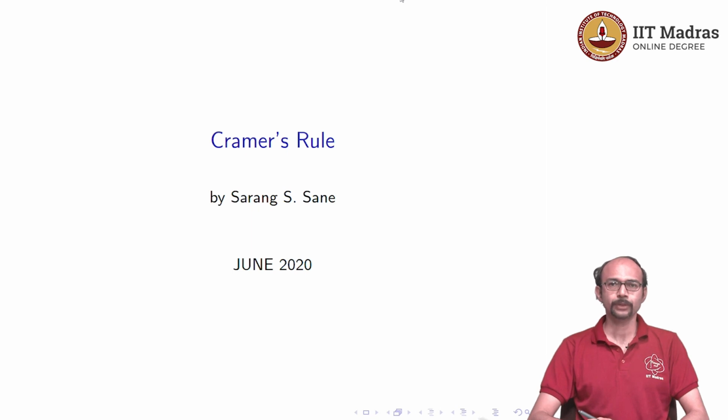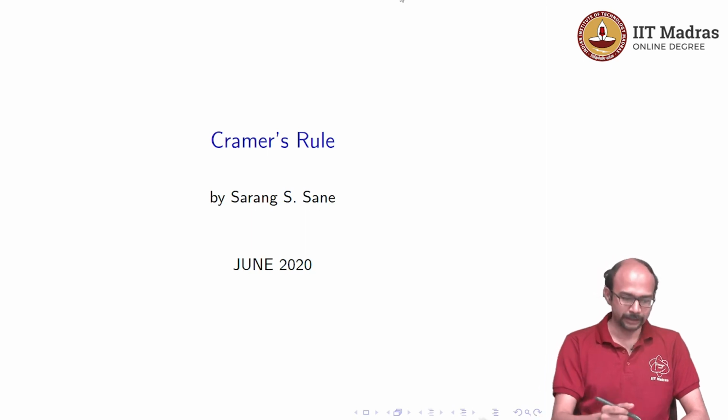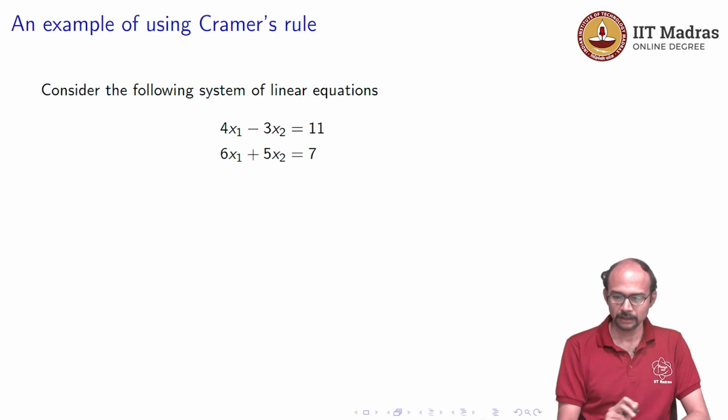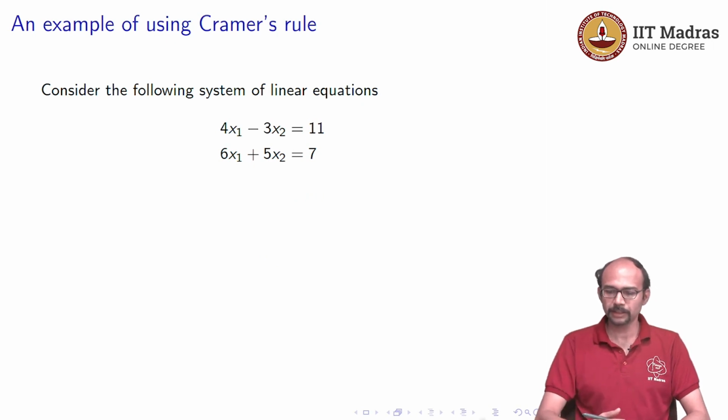In today's video, we are going to look at Cramer's rule, which employs the determinant in order to find the solutions of a system of linear equations when the coefficient matrix is invertible. Let's go on and do an example. So, let's look at this linear system. So, 4x1 minus 3x2 is 11 and 6x1 plus 5x2 is 7.